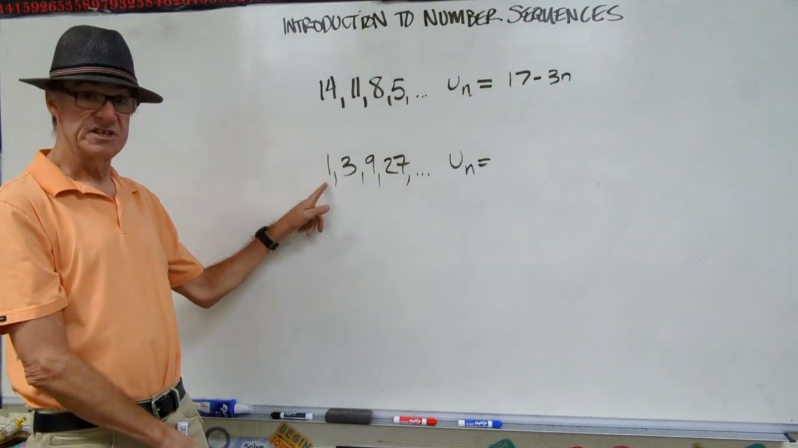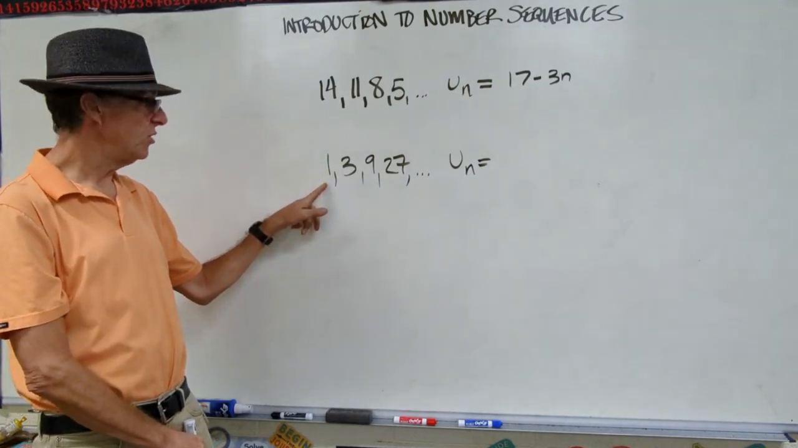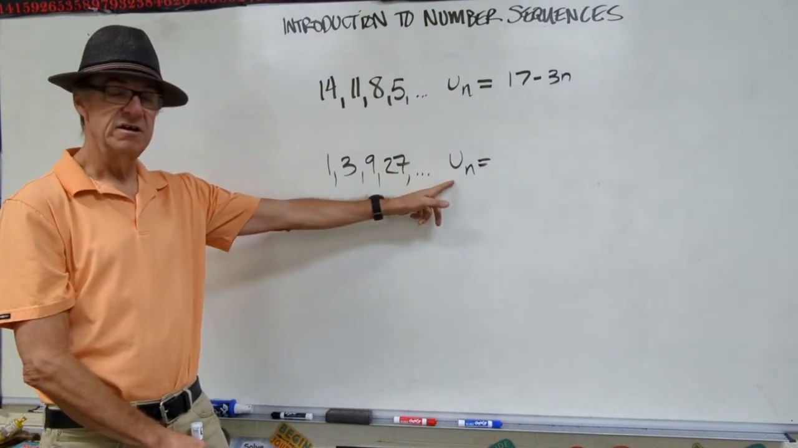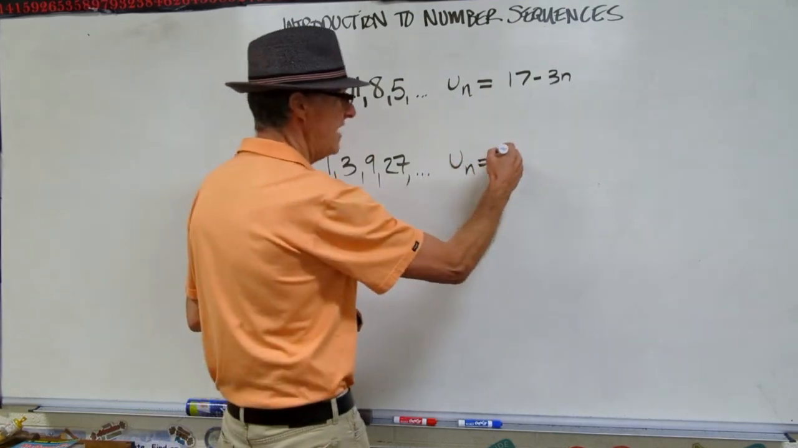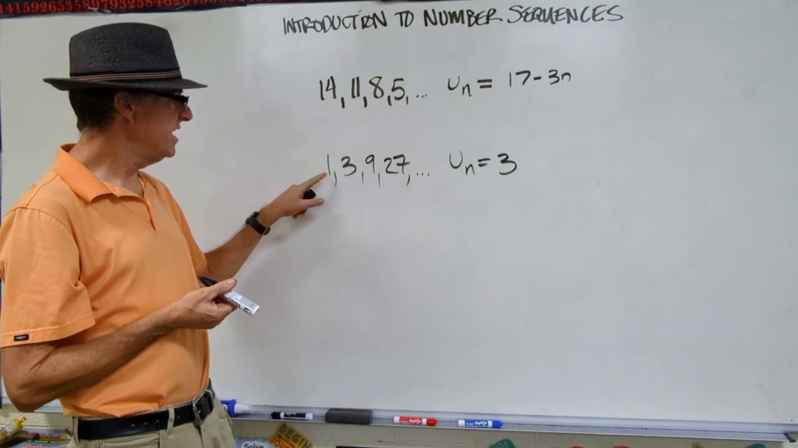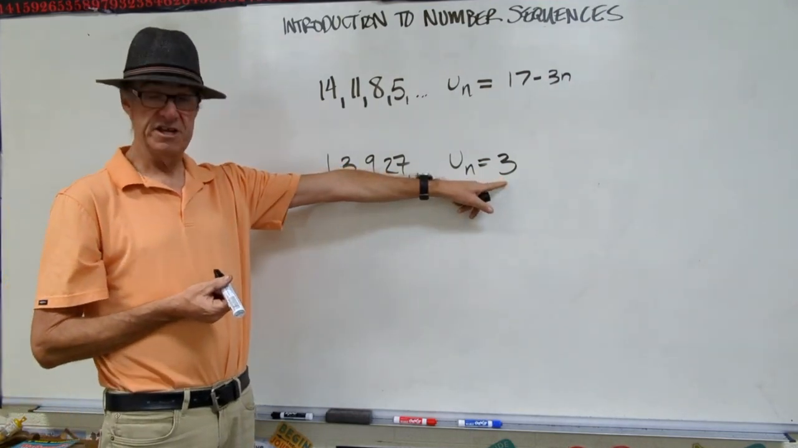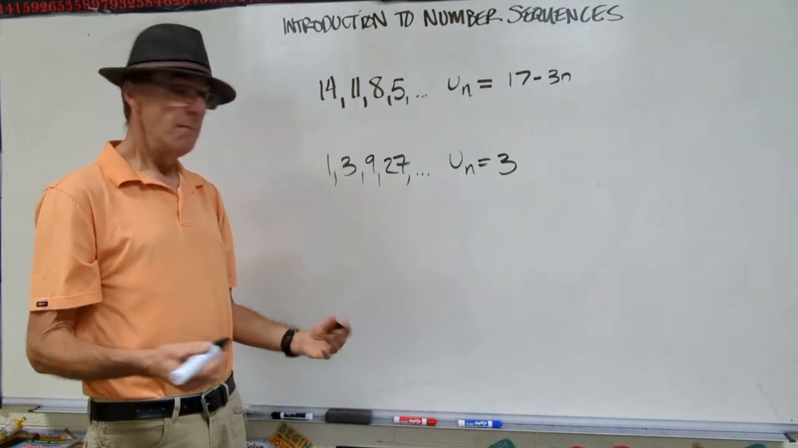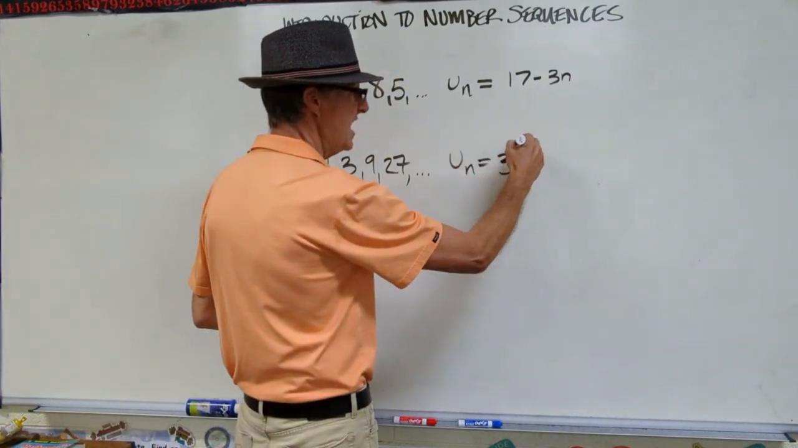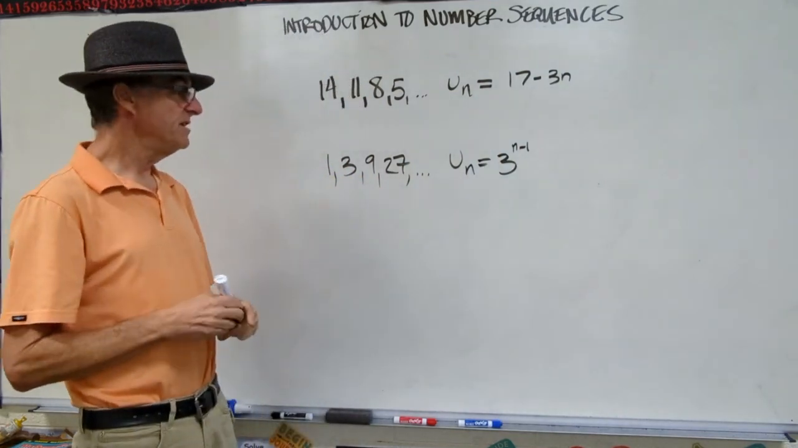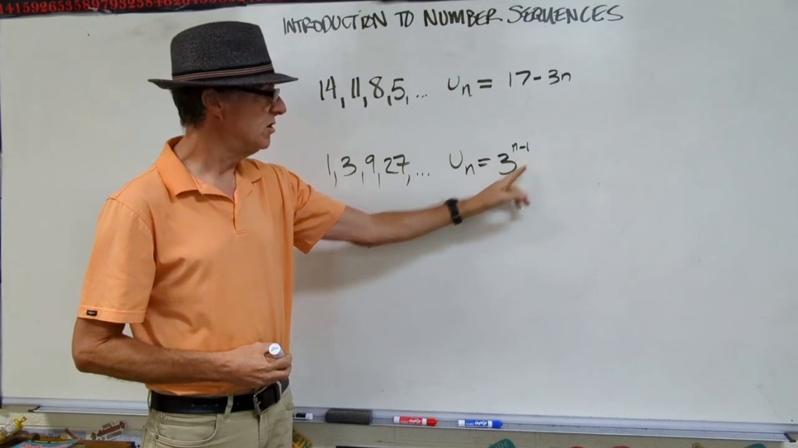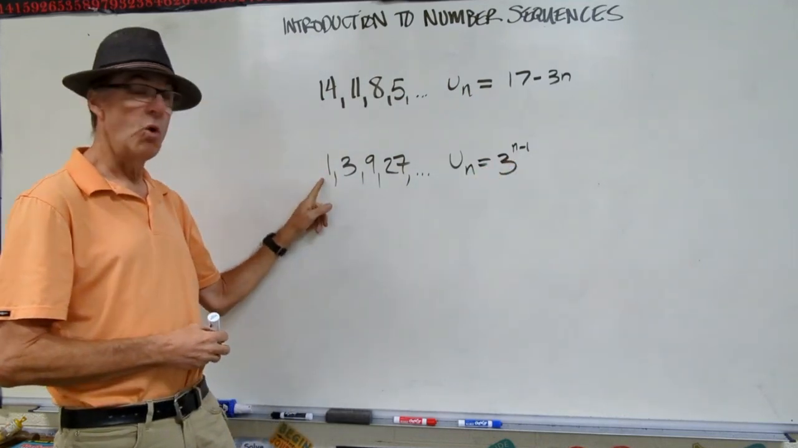This is 3 to the 0 power. Remember, anything to the 0 power is 1. This is 3 to the 1, 3 to the 2, 3 to the 3, and then so on. So our formula is going to have 3, and then it's going to have some kind of an exponent. So how do we get 1 out of a power of 3? That's 3 to the 0, but our term number is 1. So what we do is 3 to the n minus 1. So that means that for the first term, you have 1 minus 1, which is 0. 3 to the 0 is going to give us 1.